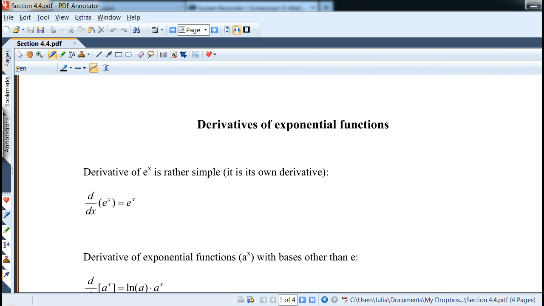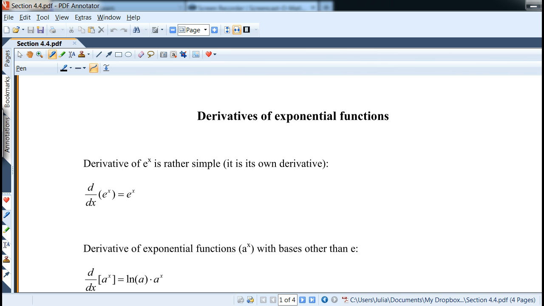So again, derivative of e to the x, if you recall, e is 2.718 and it keeps on going. It's a constant, which comes up quite commonly in applications and so on. And there are some properties that we'll learn about it. But again, definitely e to the x is the easier one.